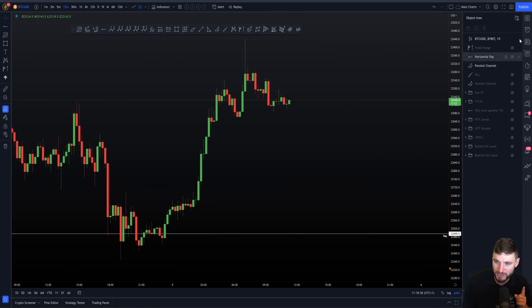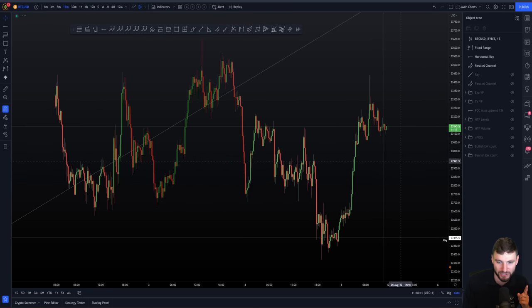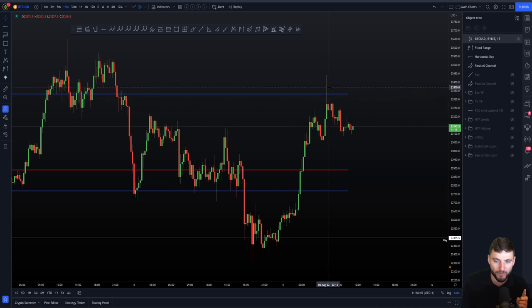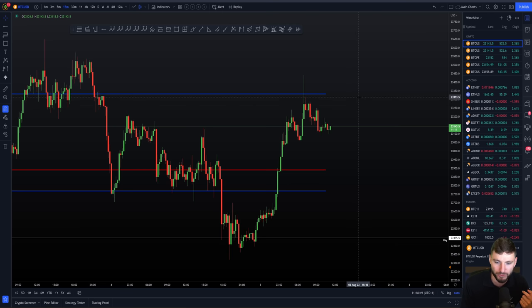So we'll come down on a lower time frame. We'll add back on this fixed range. Okay, so this is the local range that we're trading, and you can see how we've come up and we've rejected currently off the value area high. So there's a few things that we can be approaching this next.